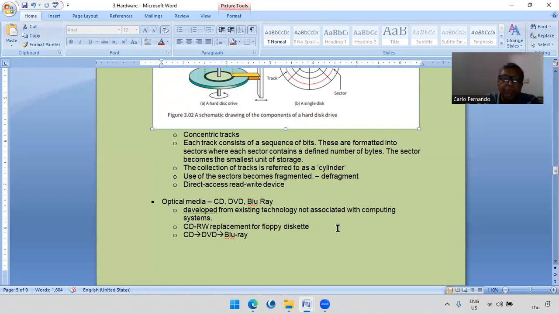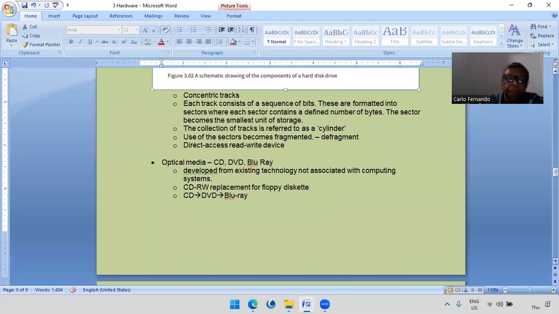Replacement for floppy disk. So floppy disks were replaced when CDRW came. Till then, floppy disks were also there. Earlier CDR, that is read only. Then what happened? CD gave way to DVD and now Blu-ray, highest capacity now.